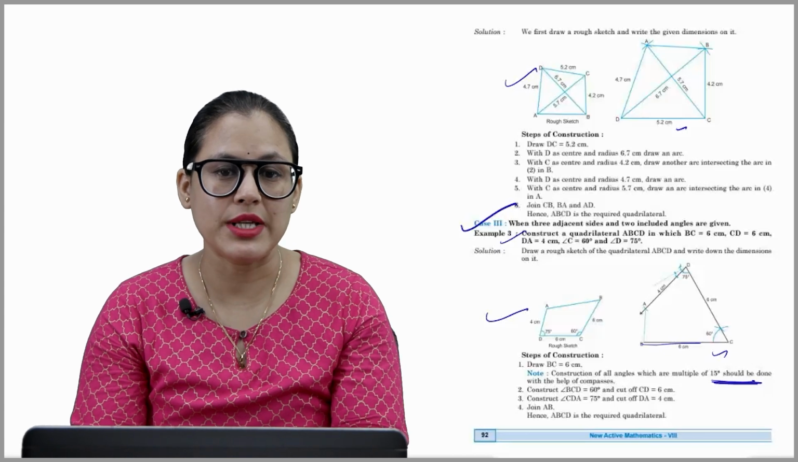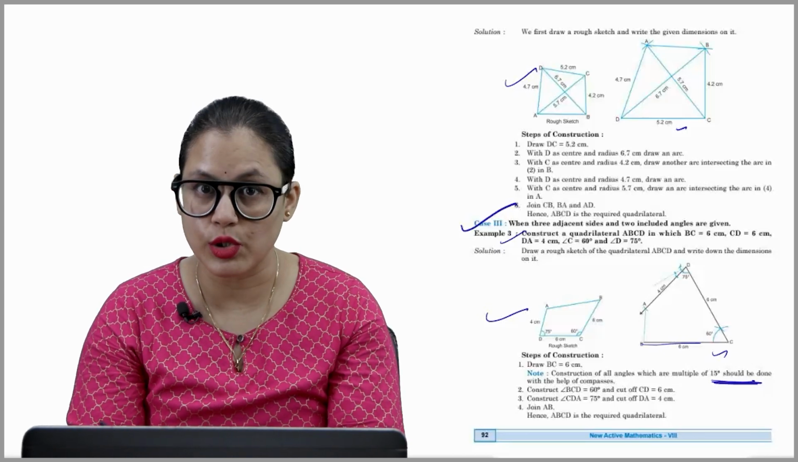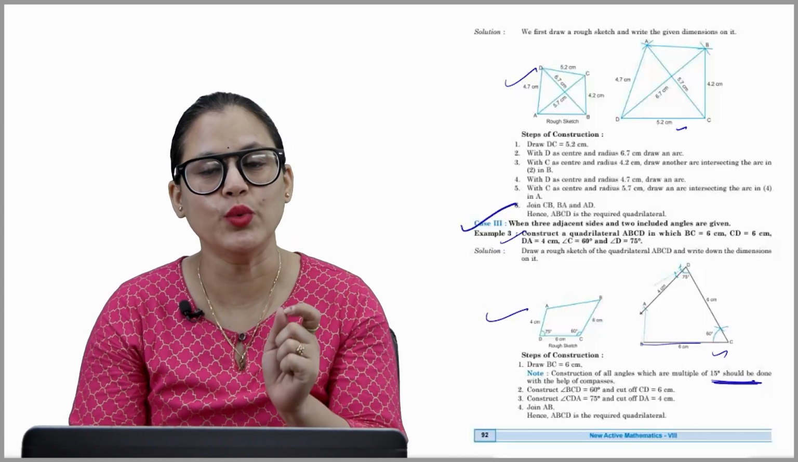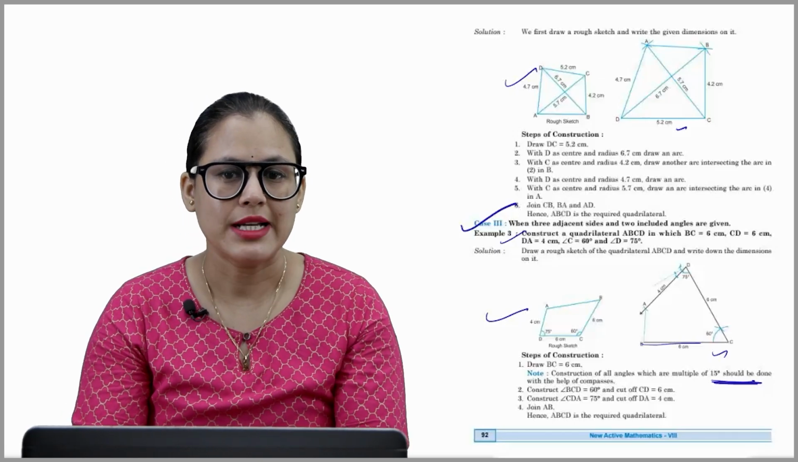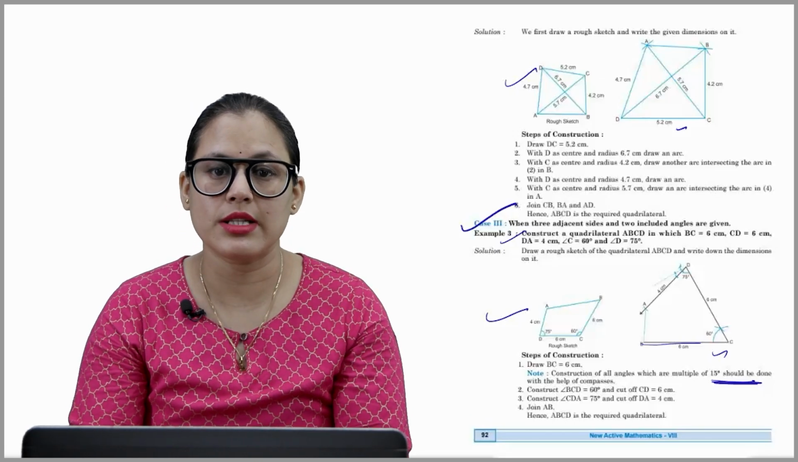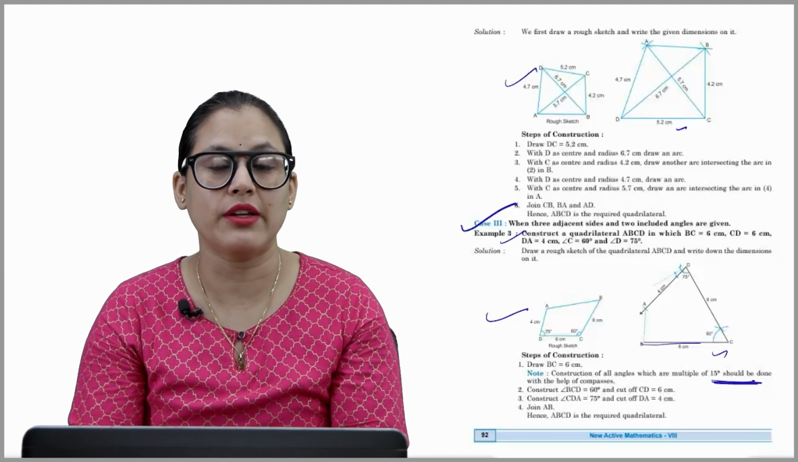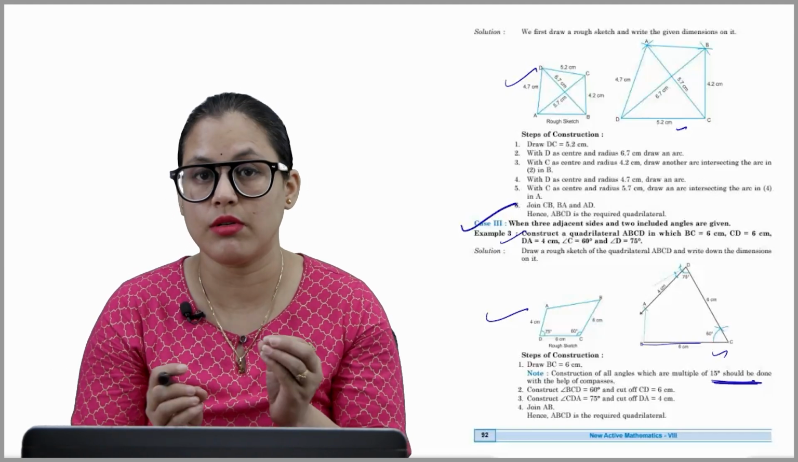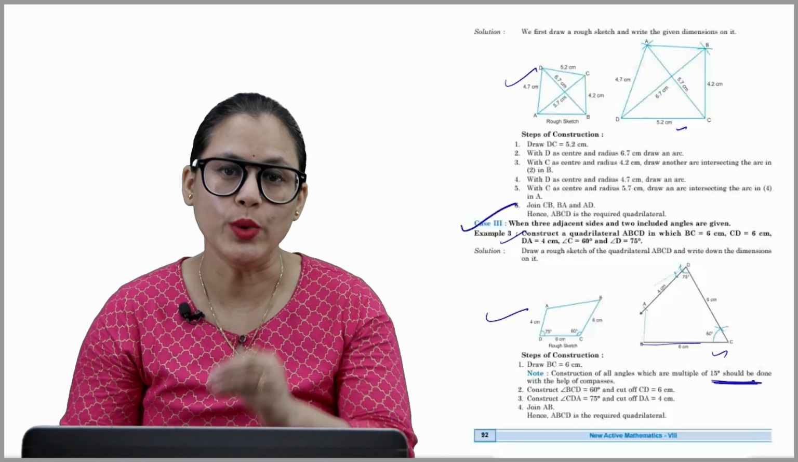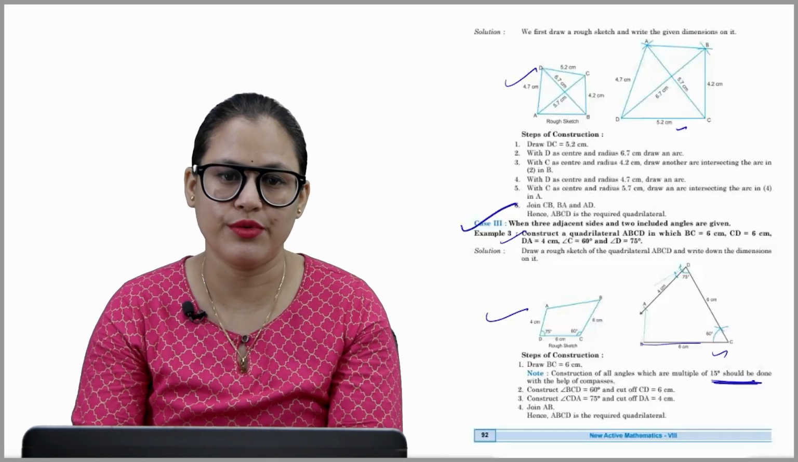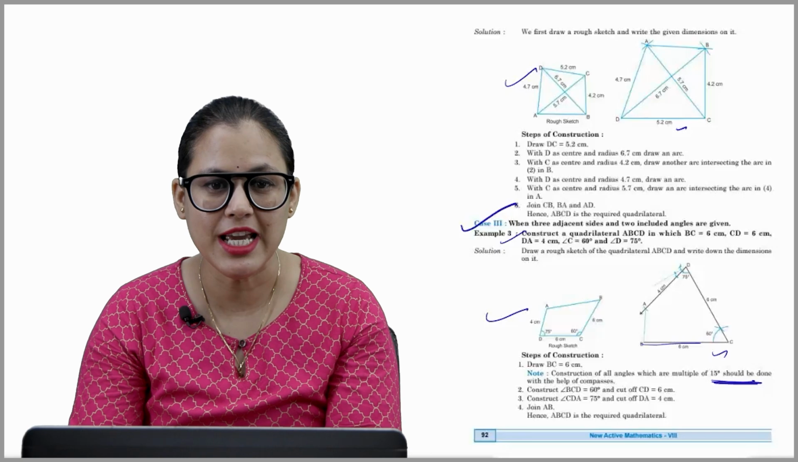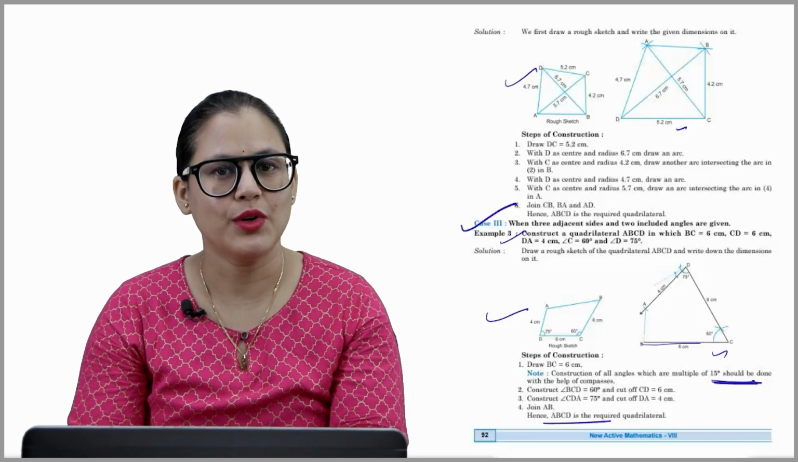2, construct angle BCD equals 60 degree. It is also a multiple of 15, so you will construct this angle with the help of compass, and cut off CD equals 6 centimeter. 3, construct angle CDA equals 75 degree. And 75 degree is also a multiple of 15, so you will also draw this angle with the help of compass, and cut off DA equals 4 centimeter. Now you will join AB and ABCD is the required quadrilateral.